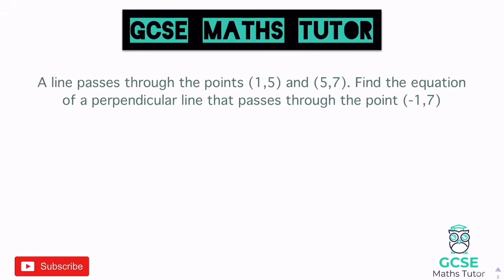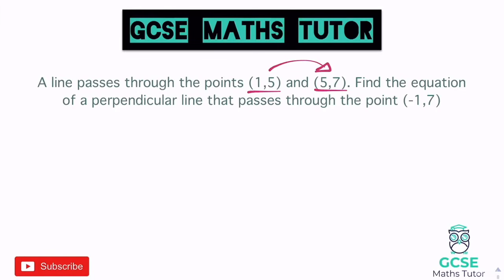So a line passes through the points 1, 5 and 5, 7. Find the equation of a perpendicular line that passes through the point negative 1, 7. Now this doesn't give us a line equation, which means we don't have a gradient, which means we're going to have to work one out. So we have been given this information that a line passes through these 2 points. If you remember from the last video, we can have a look at the change in y over the change in x to get the gradient. So we don't even need the line equation. Because we've got these 2 points, we can find it ourselves.